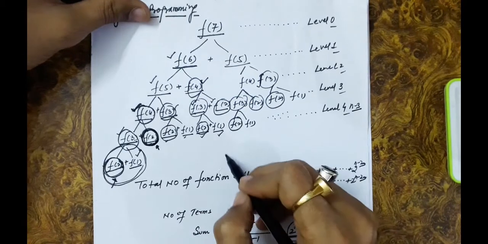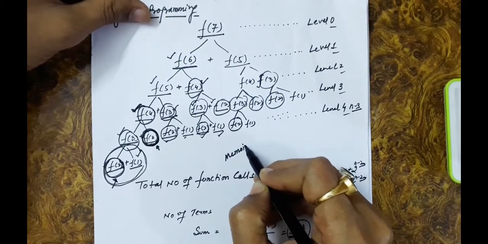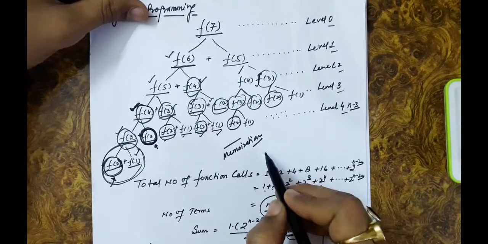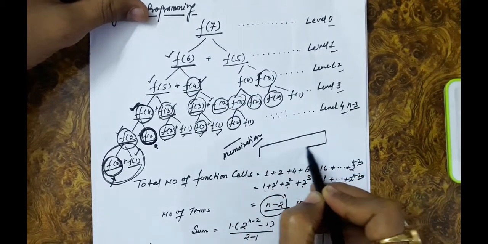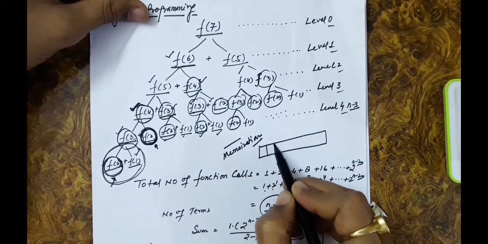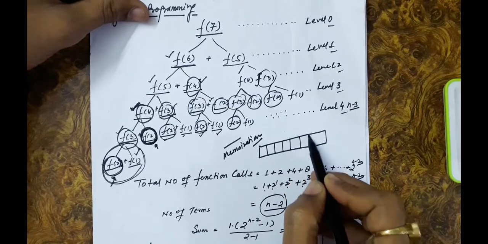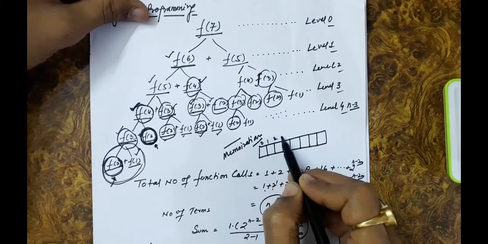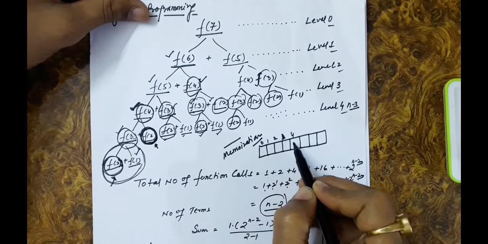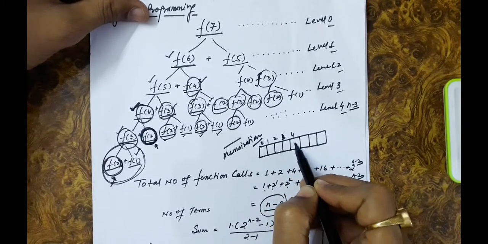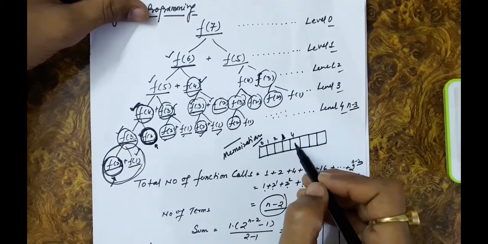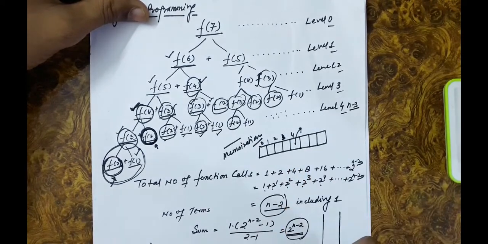Okay, so this is the concept of memoization. If you have already found the value of any item, we store it somewhere in a table, and we fetch the value from the table itself. If the fourth Fibonacci term has already been found, let us store its value here, and next time when the fourth Fibonacci term is asked for, we will take the value from here itself.